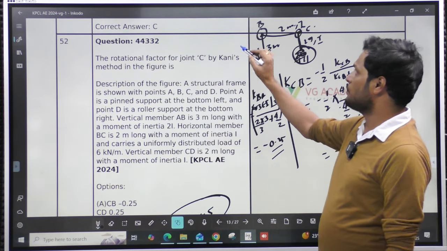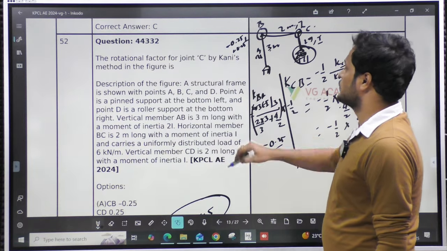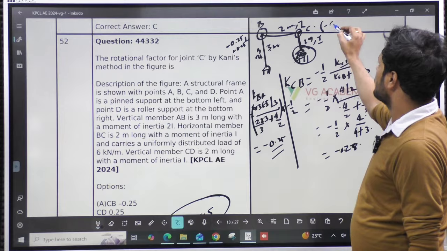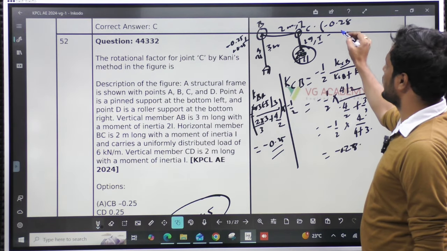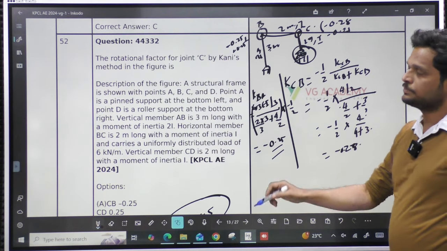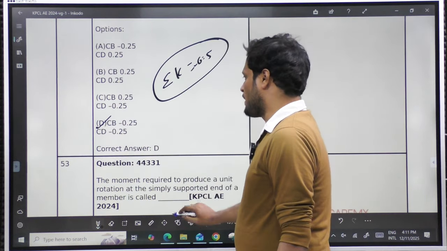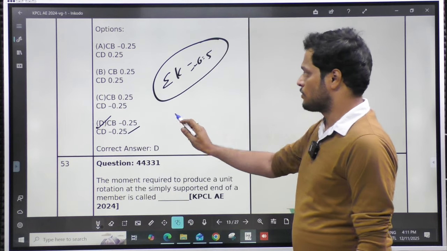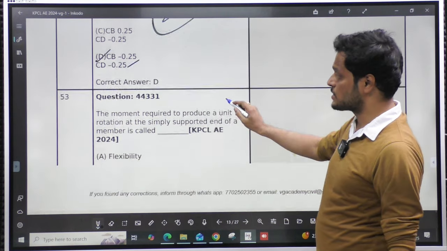So at the joint B we are getting minus 0.25 and minus 0.25, but here we are getting minus 0.28, and it should be 0.25, so approximately 21, 22, whatever approximately we should get. So there is no answer, so possible answer we can take option D. So for this it has to be fixed or the joint has to be B, that is the only possible way.